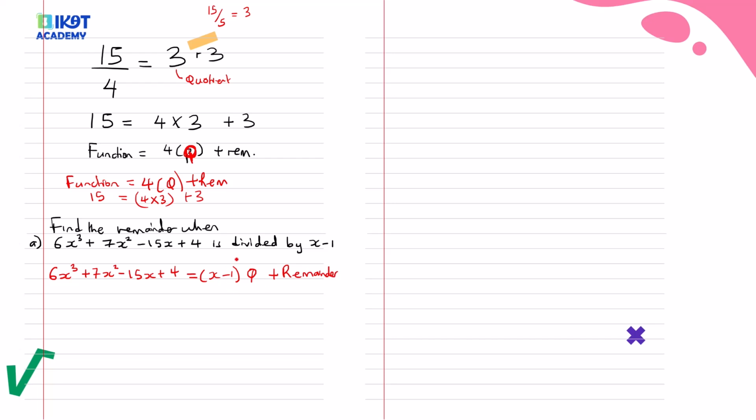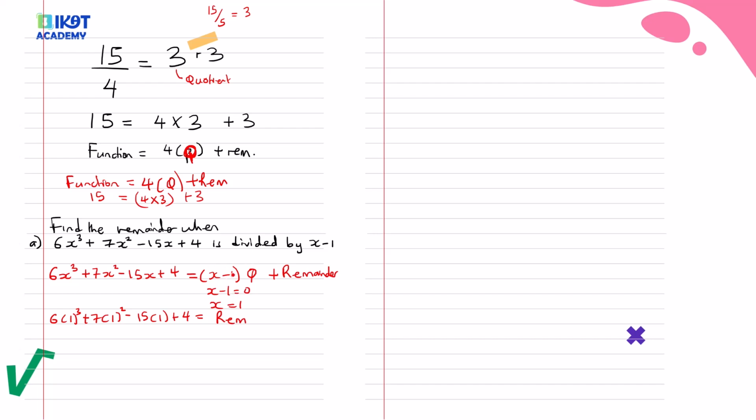So this is what we're always going to use. Now, for this case, you realize we can eliminate this such that we just have the remainder equal to something, by equating x minus 1 to 0. So x minus 1 is 0, times q, so this term goes out. Here x would be 1. So we can substitute this x here and say 6 into 1 cubed plus 7 into 1 squared minus 15 into 1 plus 4 is equal to the remainder. So you see we've eliminated this.